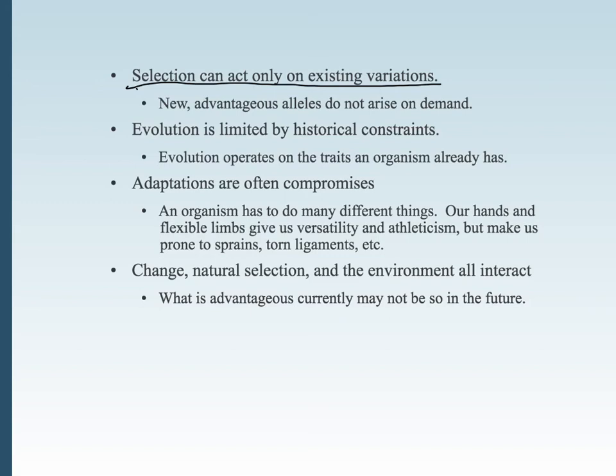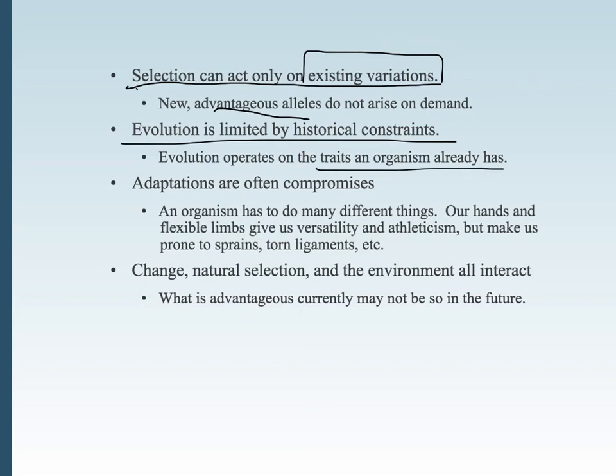And so new advantageous alleles can't just arise on demand. All that can happen, we have to remember this, all that can happen is that individuals can live to reproduce or die trying. And it's that event that dictates what the population is going to look like. And so if existing variation for a particular trait doesn't exist, the new allele isn't going to just be produced. And to that end, evolution is limited by what we call historical constraints. Evolution operates on the traits an organism already has.